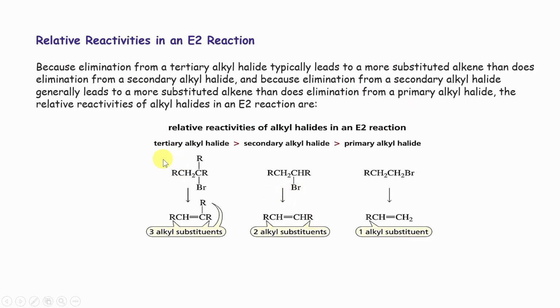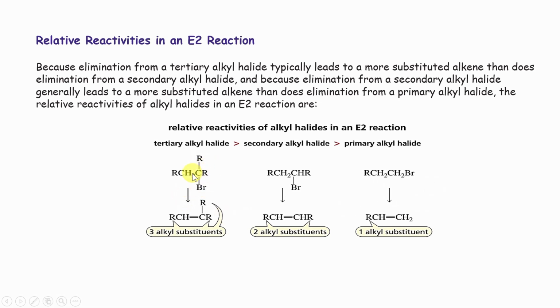By excluding these exceptional cases, generally the relative reactivities in an E2 reaction can be explained as follows. Because elimination from a tertiary alkyl halide typically leads to a more substituted alkene than does elimination from a secondary alkyl halide, and because elimination from a secondary alkyl halide generally leads to a more substituted alkene than does elimination from a primary alkyl halide, the relative reactivities of alkyl halides in E2 reactions are tertiary greater than secondary, which in turn is greater than primary alkyl halide.